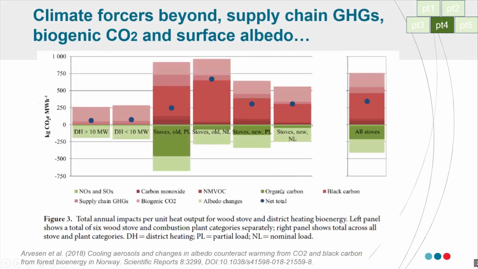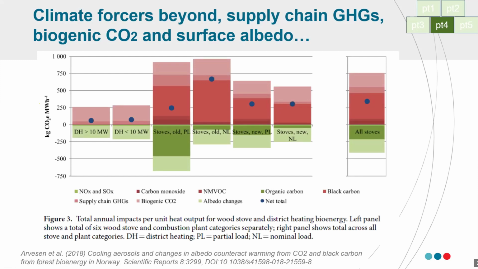Also, there are other forcers to consider, like black carbon, as I mentioned a little bit earlier, and also carbon monoxide and organic carbon. These all have effects on radiative forcing. So if you bring those into the picture, the effects can really change the overall results. This is for heating, so we're looking at old stoves and new stoves, and also district heating. And so the blue dot is the net effect. But you can see with a very old, inefficient wood stove, your impact is a lot higher than natural gas, and the big driver there is the inefficient combustion with a lot of black carbon being emitted from it.